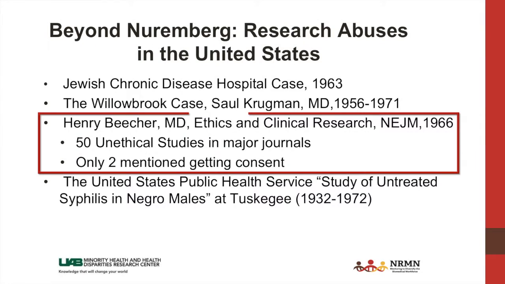so as to find out whether vaccines could be developed once these children developed antibodies to the local strain of the virus, and whether that development of the antibody could actually work for any other strains. And then around 1966, Dr. Henry Beecher looked at about 50 unethical studies in major journals in the United States and found that only 2 mentioned getting consent.